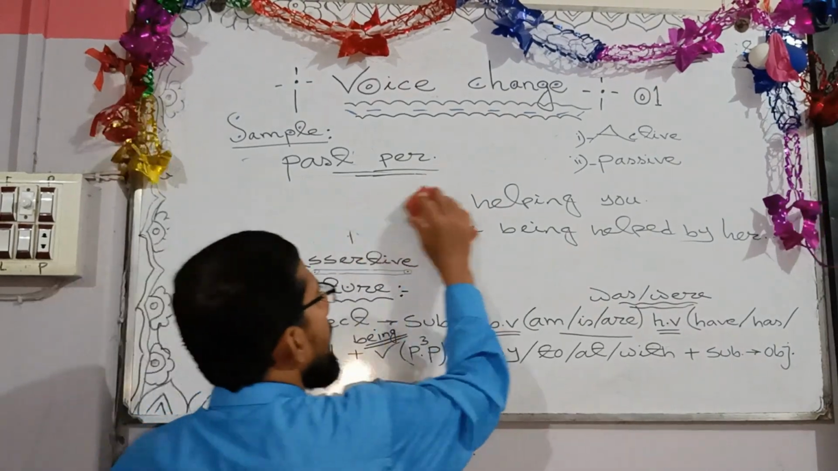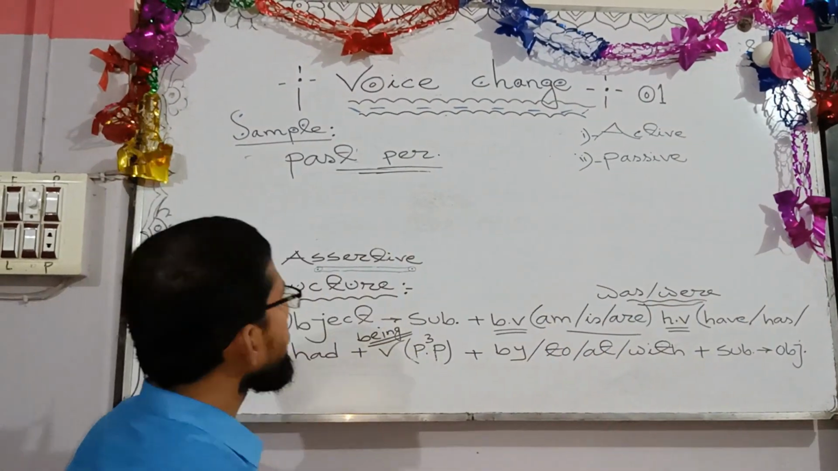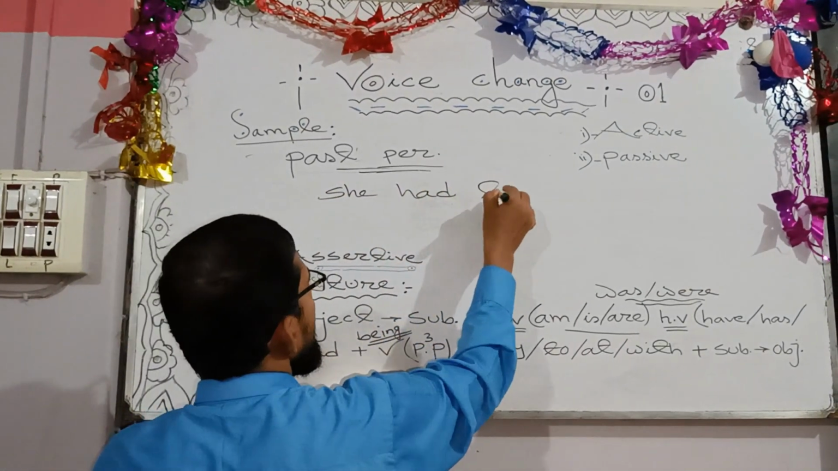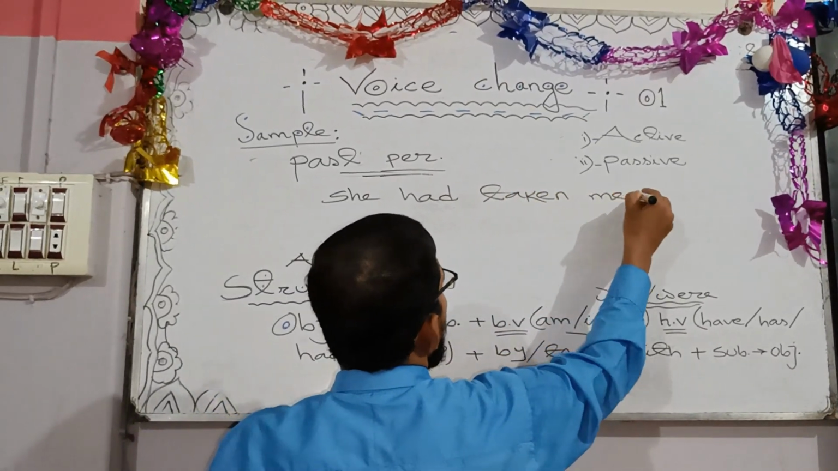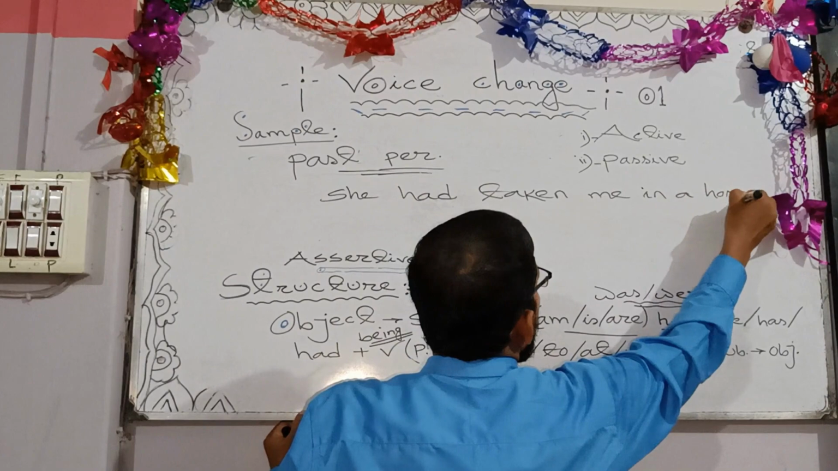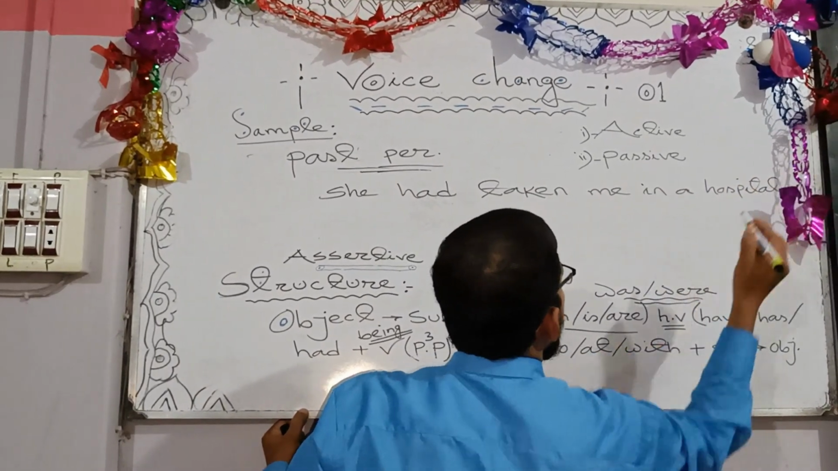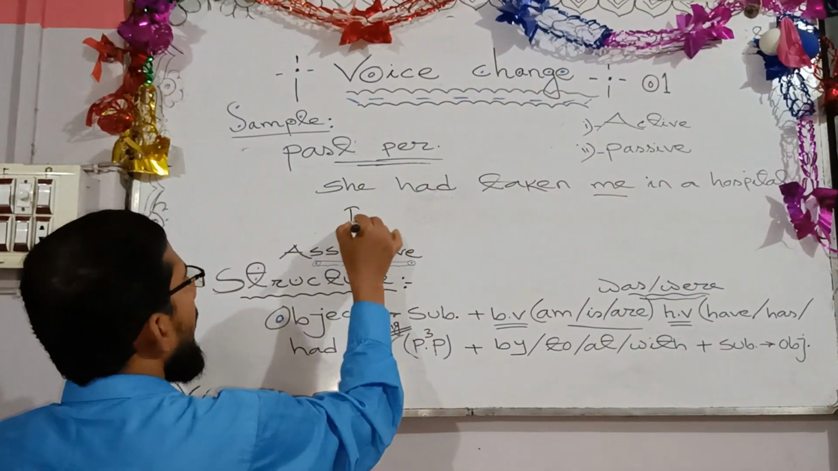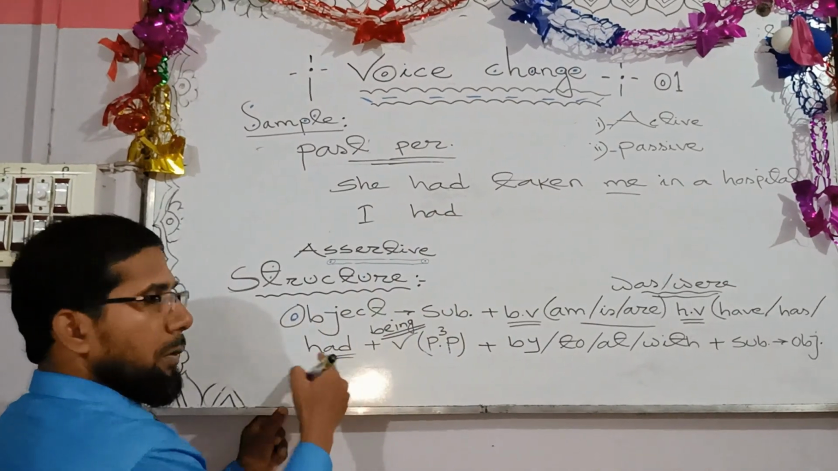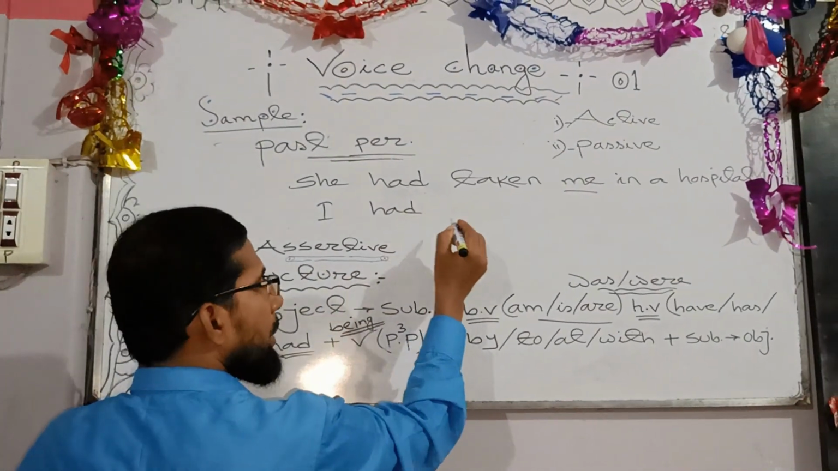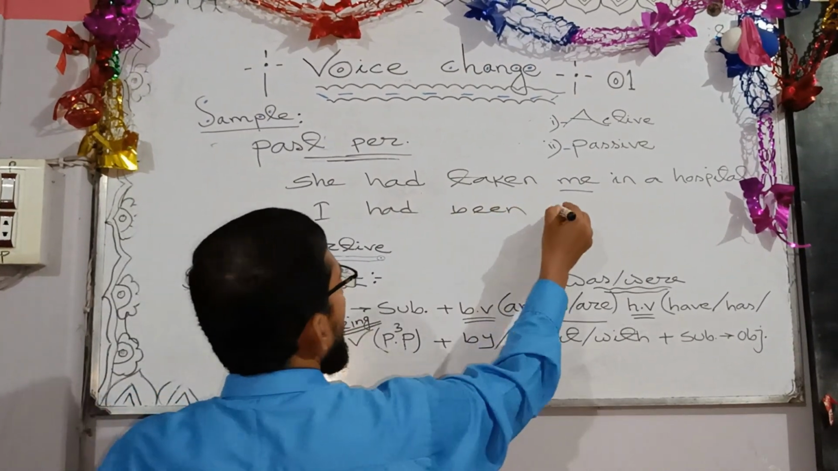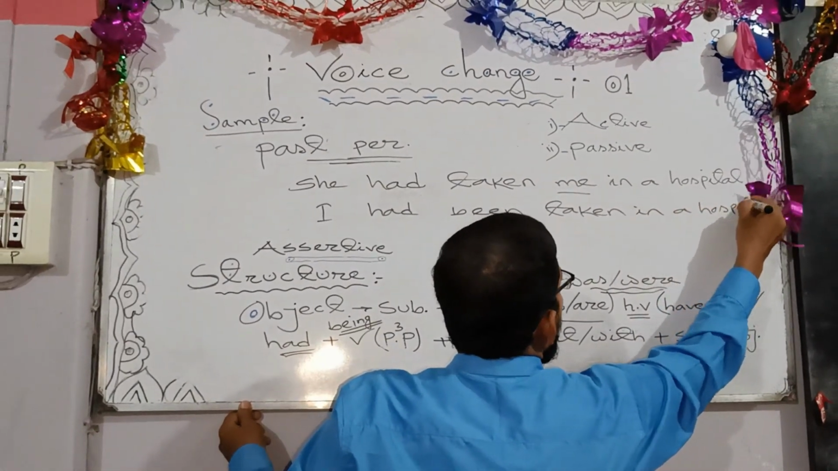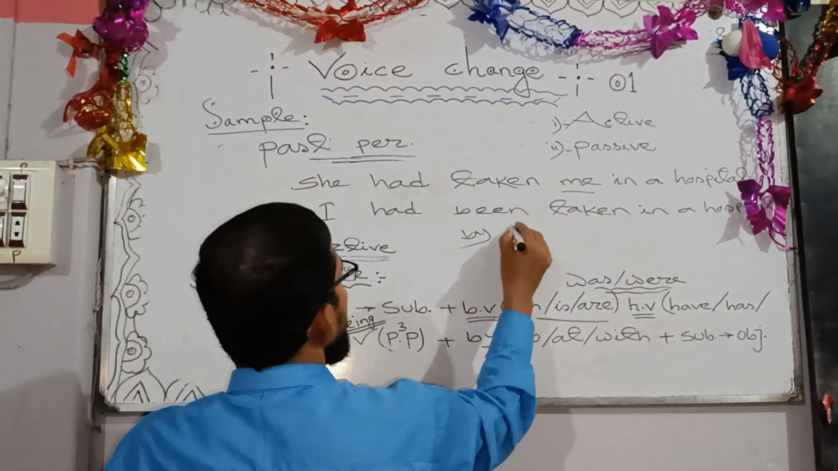Next, come to past perfect. I am writing and showing you the characteristic of past perfect tense. She had taken me to a hospital. Suppose it's a sentence, an example of past perfect. Object to subject: here me to I. Past perfect, I have written here. Just follow me. Past perfect: had. Then, past perfect passive: had been. I had been. The verb will be past participle. I had been taken where? To a hospital, by she to her.